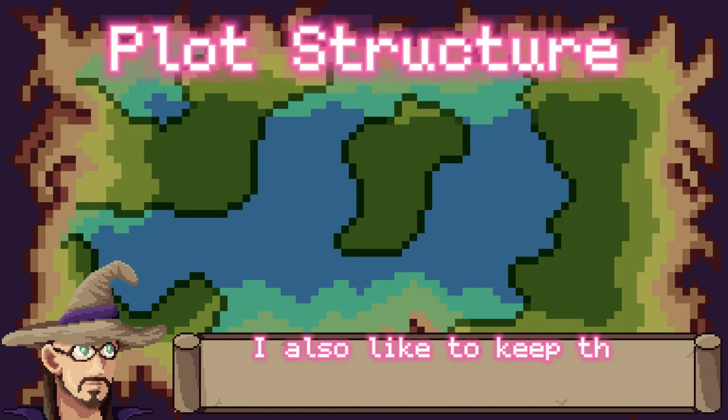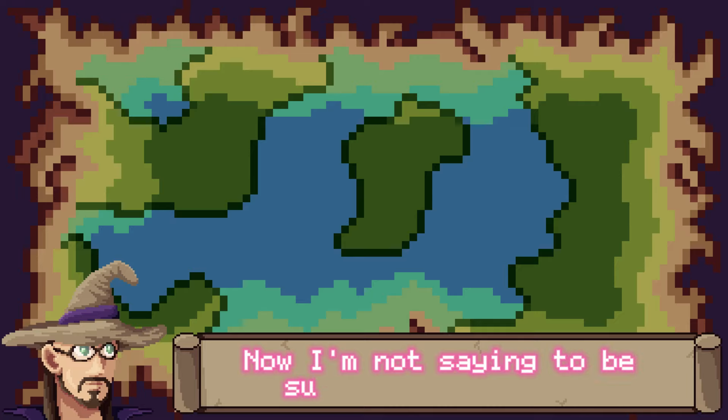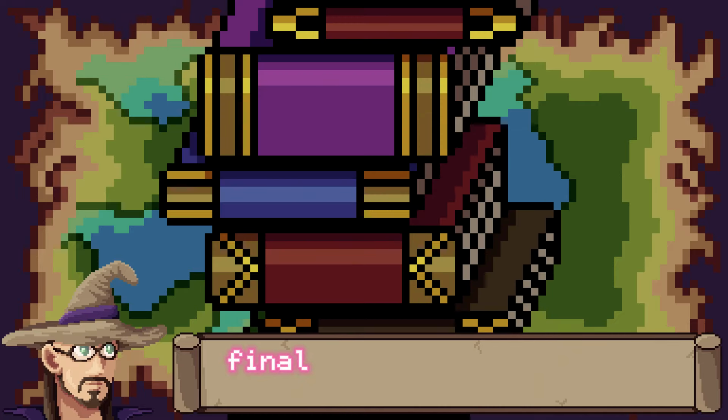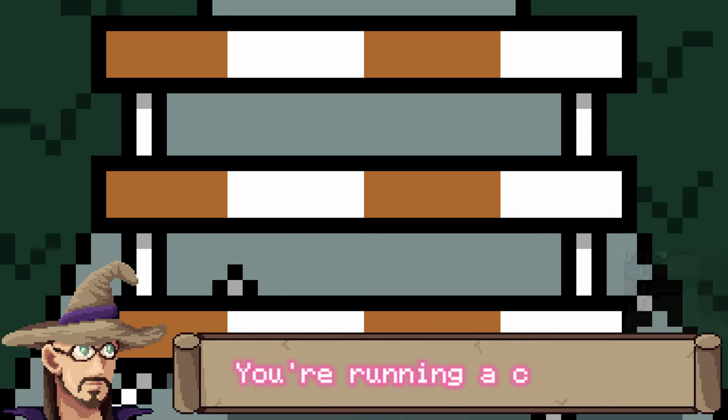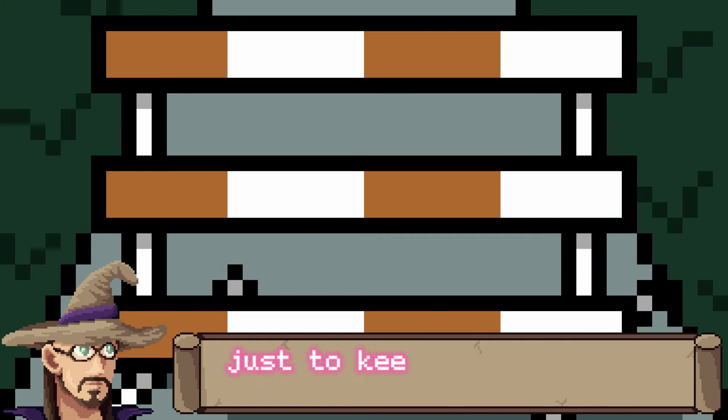I also like to keep the structure of their arcs in mind. Now, I'm not saying to be super rigid with, say, the dark moment, rising action, final battle, and all that stuff, and say your characters and your players have to do certain things at certain points in time. You're running a campaign, not writing a novel. But what I'm saying is just to keep that stuff in the back of your head.